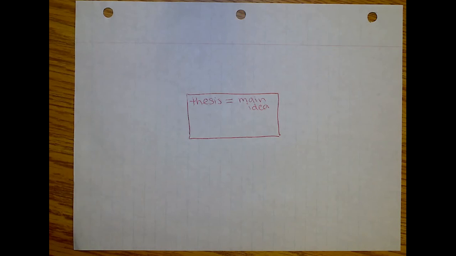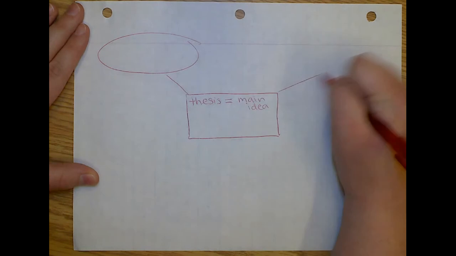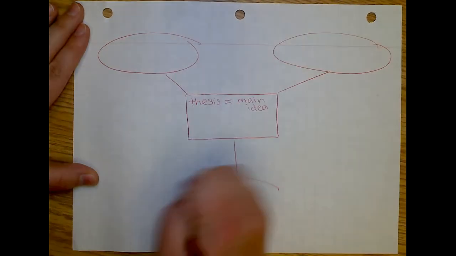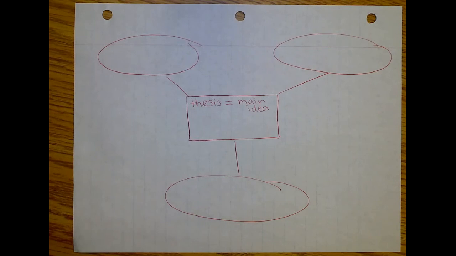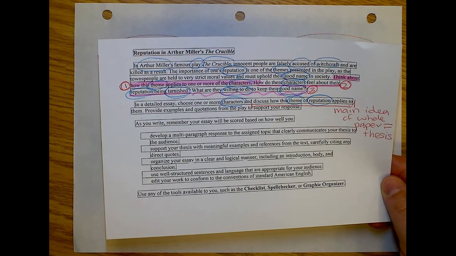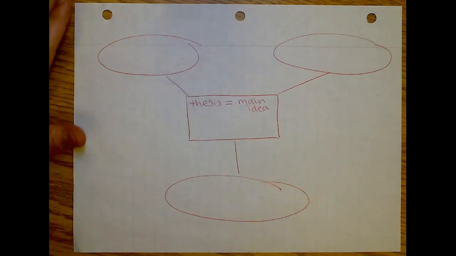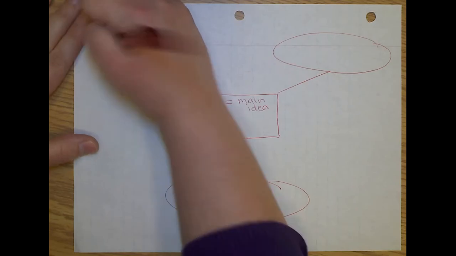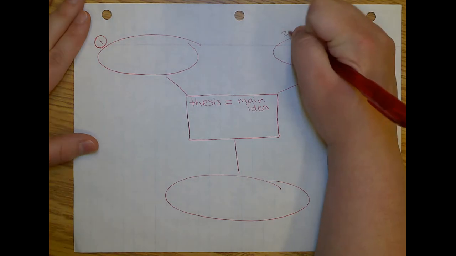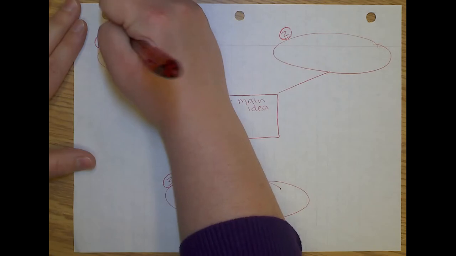Then, in your paper, you're going to have 3 body paragraphs. Because you're going to have 3 body paragraphs, and remember we talked about how you're going to use the same things that the prompt is telling you need to talk about in your body paragraphs. I want you to write 1 for first body paragraph, 2 for second body paragraph, 3 for third body paragraph, and go ahead and write claim next to that.